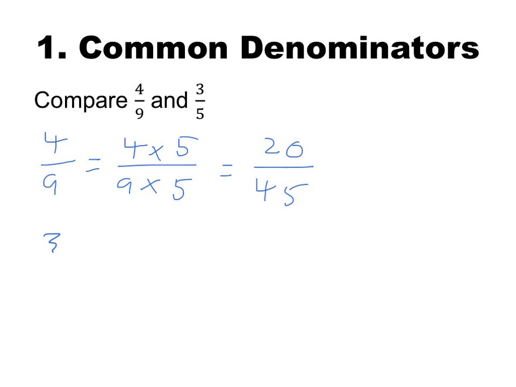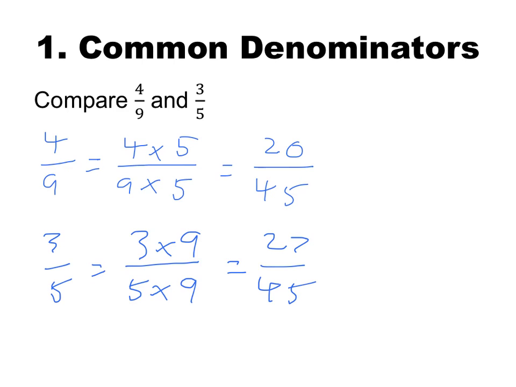So now let's take our other fraction, 3/5. And again, we're going to multiply both the numerator and the denominator by the same quantity, and the quantity we're going to choose here is the other denominator, 9. So now if we do this arithmetic, we get 27/45. So you see that when we multiply by the other denominator, the resulting fractions are going to have the same denominators. And so now we can compare these two fractions very easily.